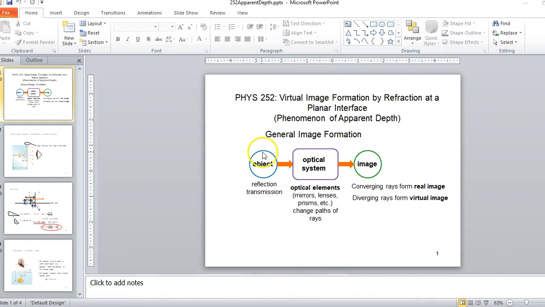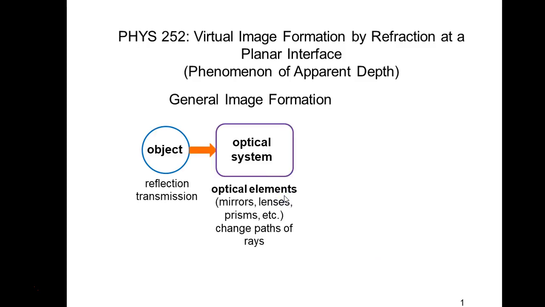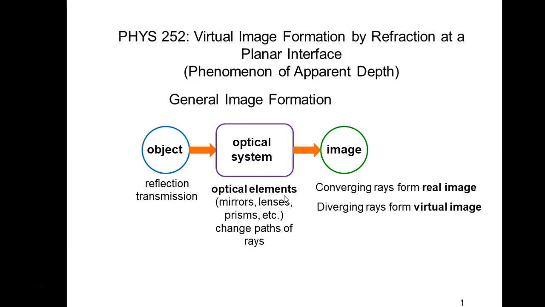Okay, so let me call up the slideshow, and I want to remind you guys that in general image formation, like we talked about with the plane mirror, we have the object sending light into the optical system, which has optical elements that change the paths of the rays, and then the rays, when they leave the optical system, are going to form either a real image if they're converging or a virtual image if they're diverging. And we'll see that this single planar interface forms a virtual image.